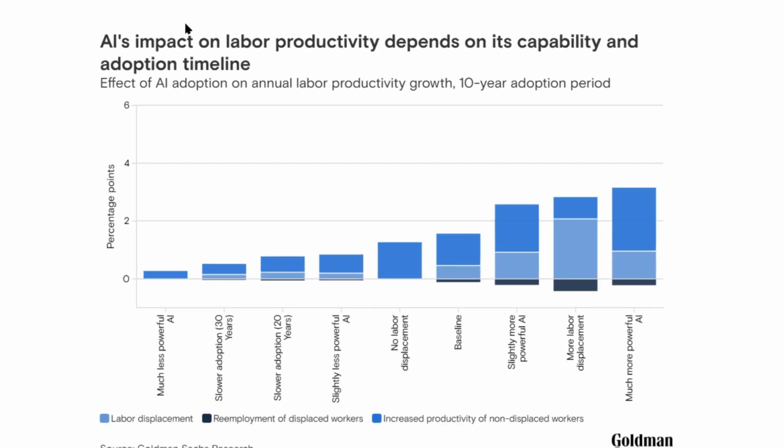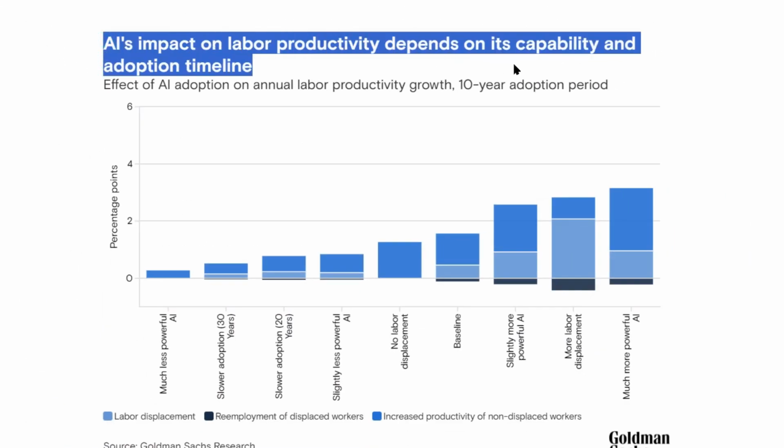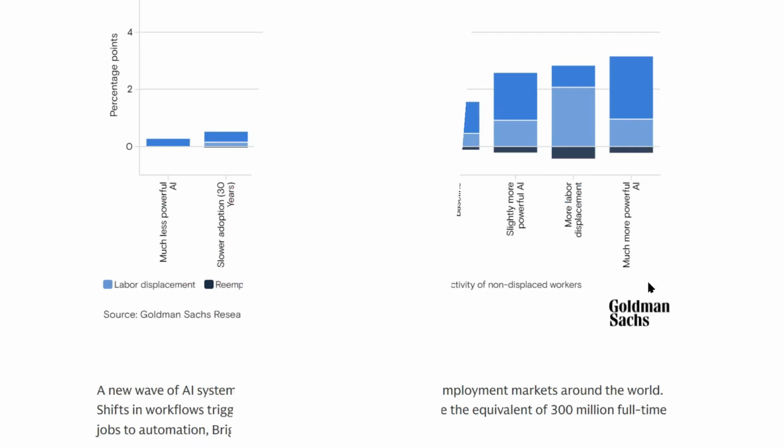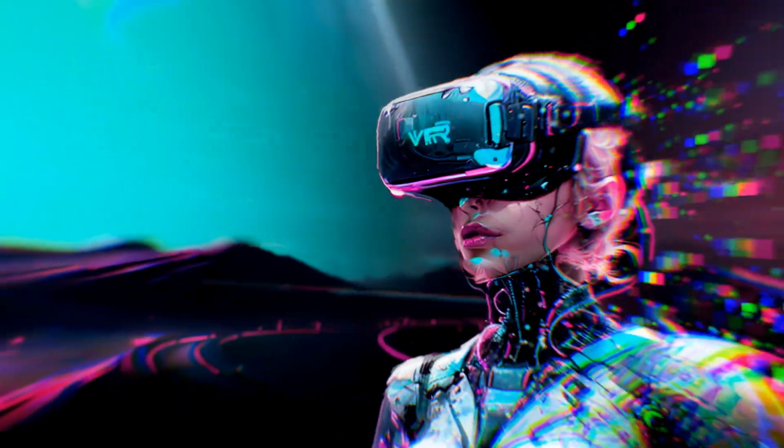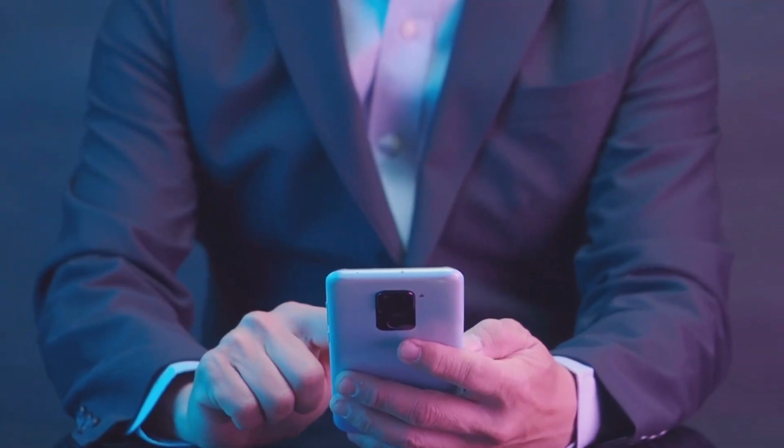Goldman Sachs just released a report saying AI will replace over 300 million jobs in the next 12 months. But here's the thing. AI won't replace people who use AI. It will replace people who don't use AI. The question is, are you going to be the person using AI to get ahead, or are you going to be the person who gets left behind?